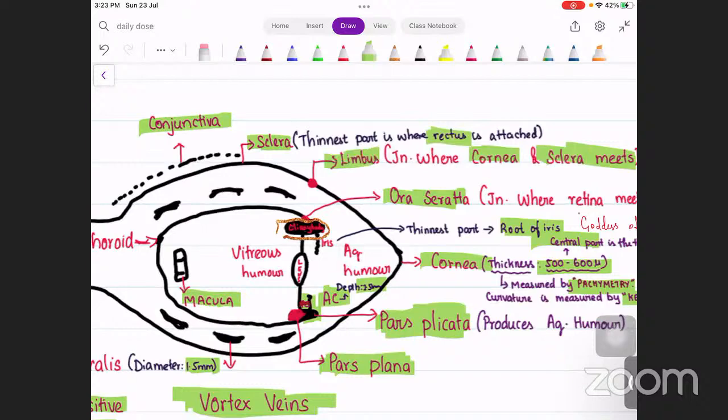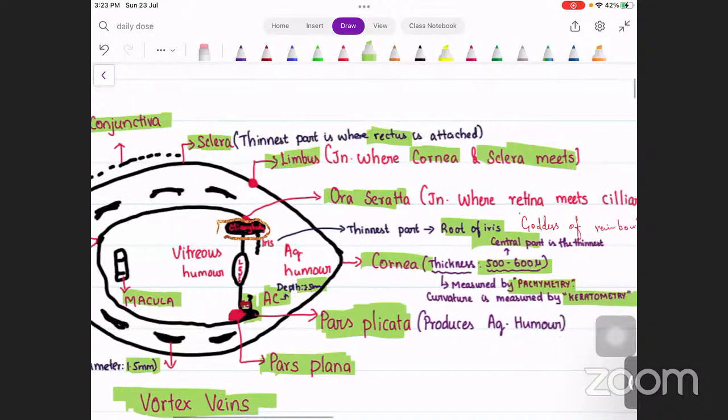The outermost layer of your eye is the cornea. Thickness of the cornea is 500 to 600 microns, and the thinnest part is the central part. Corneal thickness is measured by pachymetry, while curvature is measured by keratometry. Behind the cornea you have the sclera, and the junction where they meet is the limbus. The thinnest part of the sclera is where the rectus is attached, and above the sclera you have a thin transparent layer called the conjunctiva.